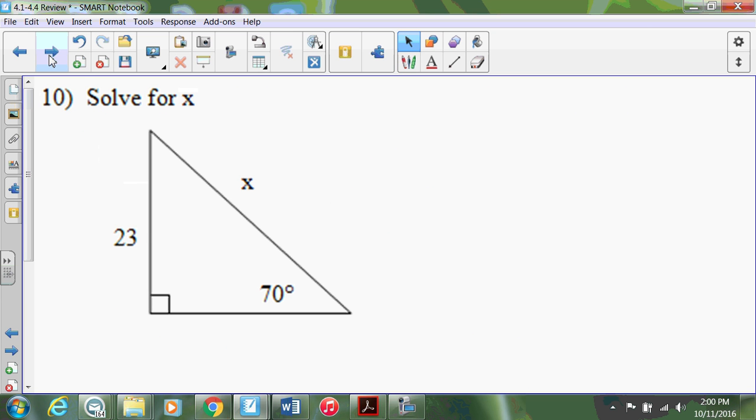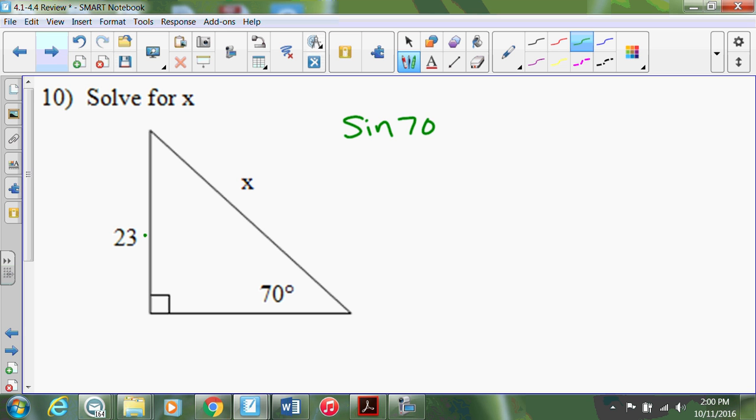Okay, solve for x. This problem is just going to lead me right to the solution, because basically what they gave me is an angle, the opposite side, and the hypotenuse. And when I see opposite and hypotenuse, I know we're talking about sine. So they gave me sine of my 70-degree angle is equal to 23 over x. So now we have an equation with only one unknown.